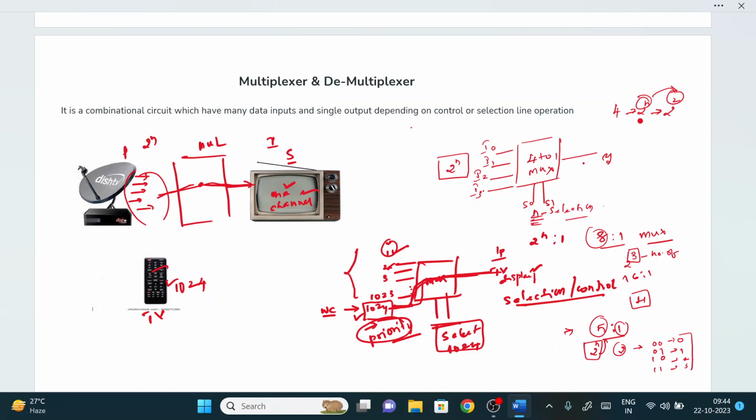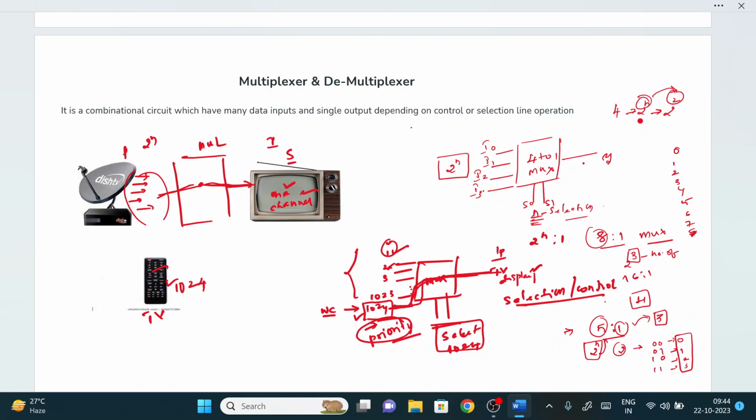It means you will get only 4 possibilities, but we have the 5th possibility also, right? So the minimum number of selection lines required in the case of the 5 is to 1 multiplexer is 3 selection lines. Now you can ask me, if I take 3 selection lines, how many possibilities will we get? 8. Sorry, 0 1 2 3 4 5 6 7.